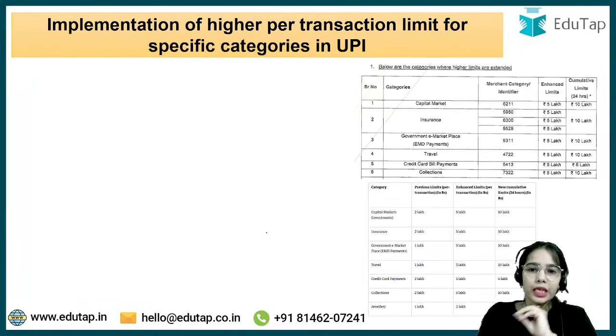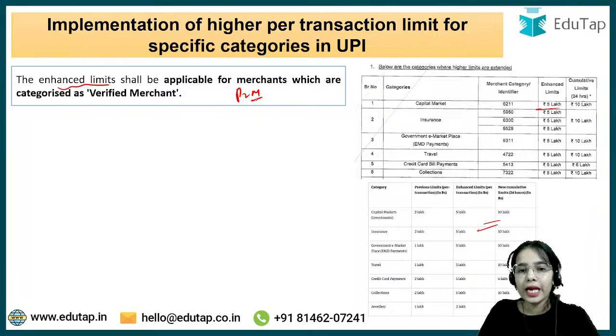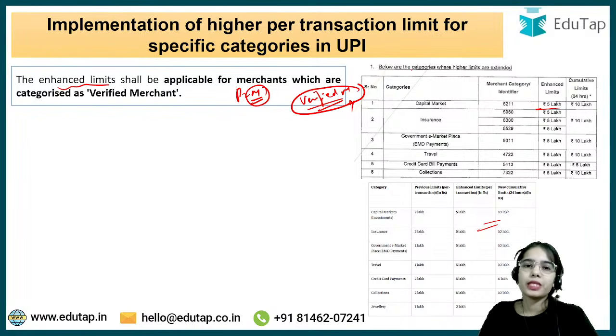Now there is the enhancement of limits that we are going to discuss, but before that, there are certain directions that you have to understand. First of all, the enhanced limits shall be for person to merchant transactions, and which merchants? The verified merchants. It's not that any merchant qualifies; only for these verified merchants have the limits been enhanced.